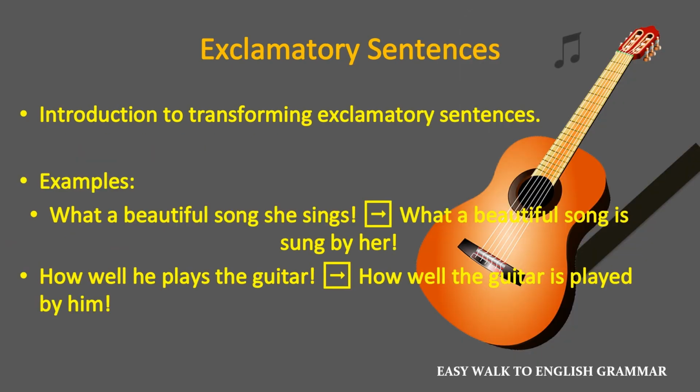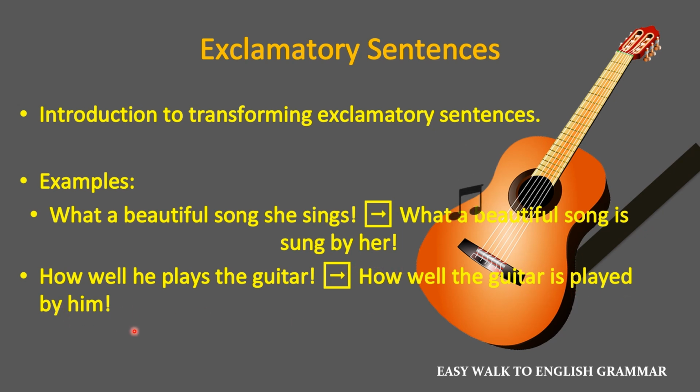Exclamatory sentences. Examples. What a beautiful song she sings. What a beautiful song is sung by her. How well he plays the guitar. How well the guitar is played by him. Notice that when exclamatory sentences are transformed to passive voices, the first part of the sentence where we express a strong emotion should be kept as it is. Changes occur only in the latter part of the sentence.